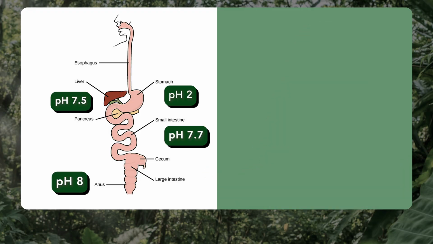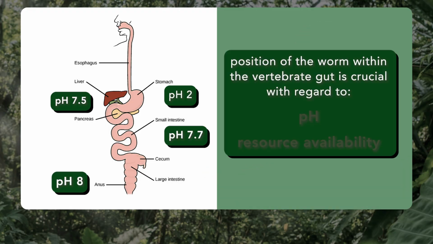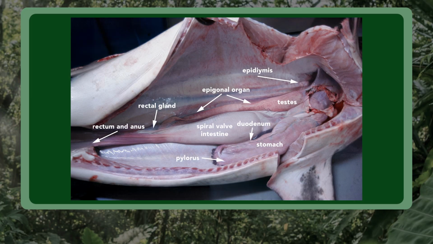This change means that the position of the worm within the vertebrate gut is crucial. It determines both the environmental conditions like pH and the resource availability. What's going to be there for the tapeworm to consume as it lies bathed in food? Take sharks as an example. This is a dissected shark with the anterior end toward the right side of the slide and the posterior end toward the left. You can see the stomach in the lower portion of the slide, which doubles back up and then goes into the top of the spiral valve intestine, emptying out at the rectum and the anus.